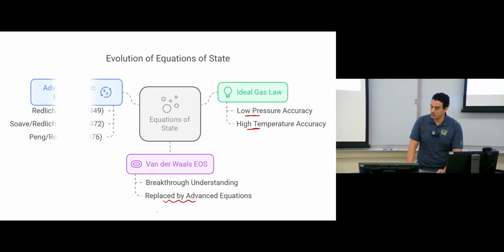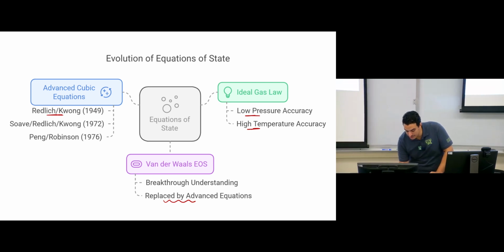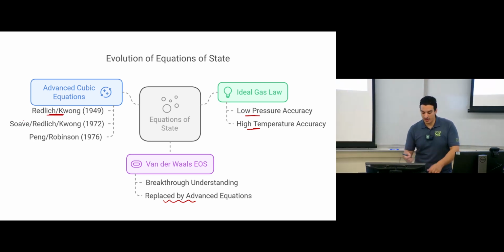So what are the equations that we need to study? We have 3 advanced equations that we can use. We have the Redlich-Kwong equation of state, and then we have another equation called modified Redlich-Kwong. We have Soave, who modified this equation, so it's called the Soave equation of state. Just when you say Soave equation of state, we know that we mean this equation.